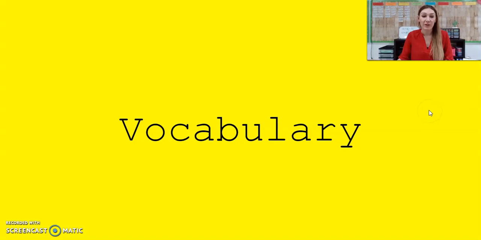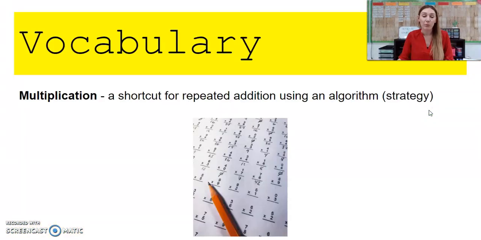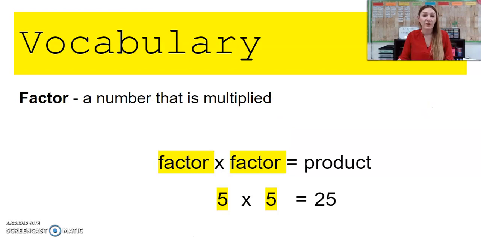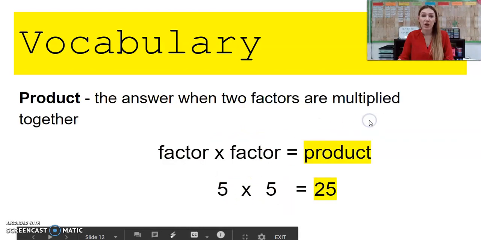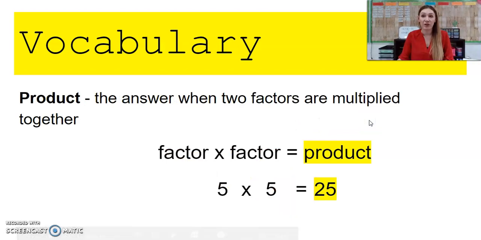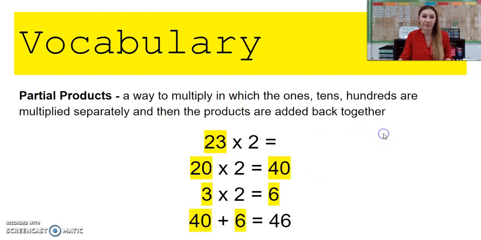Let's review our vocabulary. Remember, multiplication is a shortcut for repeated addition using an algorithm or strategy. Factor is a number that is multiplied. So a factor times a factor, so for our example, 5 times 5, these 5s are called factors. When we get an answer to that multiplication, that is called a product. So when we multiply those two factors together, the answer to that multiplication problem we would call a product. So 5 times 5 gives us a product of 25.